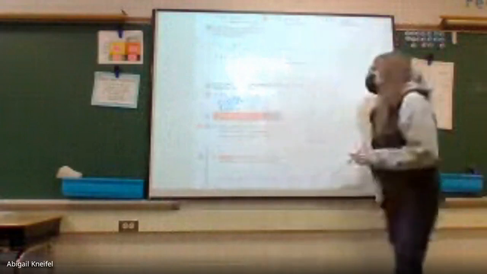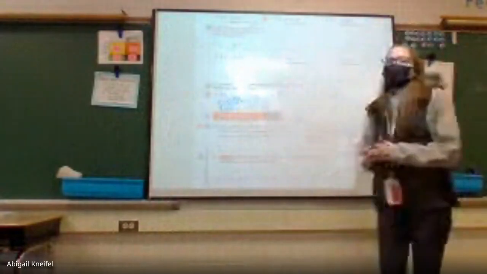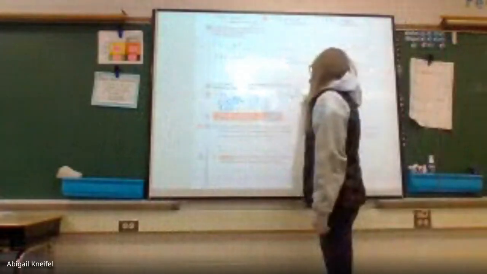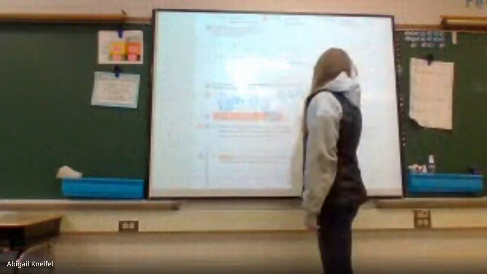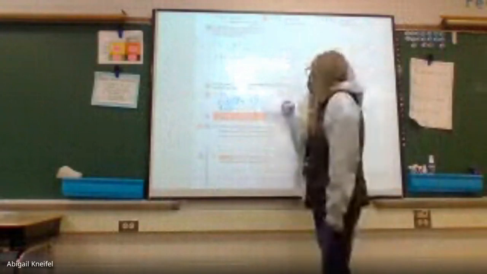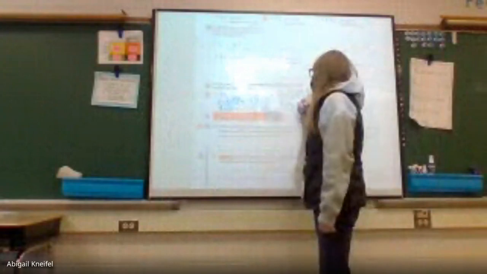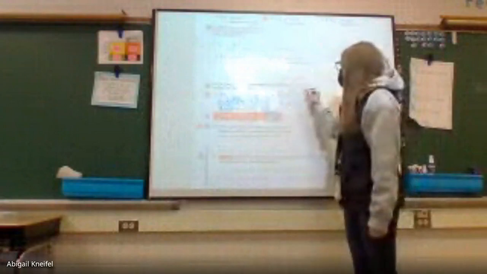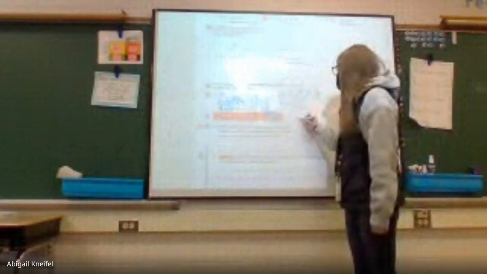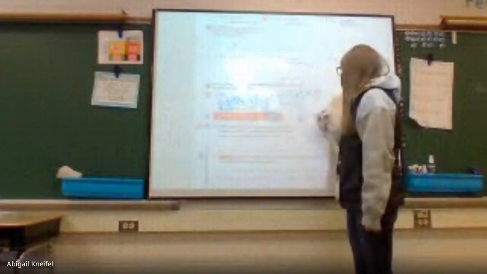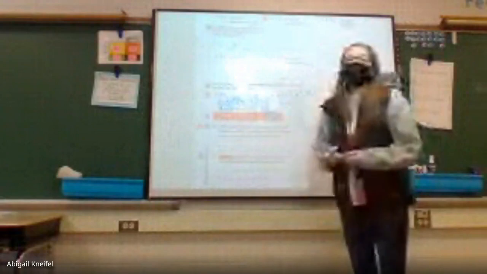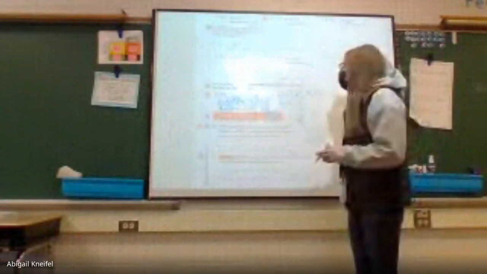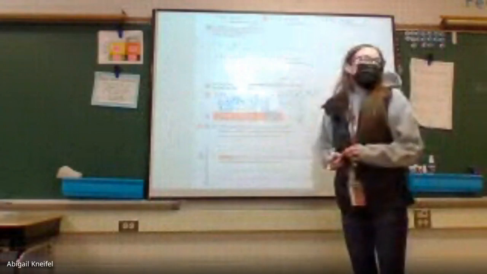Next we have 12 and 8. Multiples of 12 are 12, 24, 36, 48. Multiples of 8: 8, 16, 24. Look, our new denominator is 24. How many times did we multiply 12 to get to 24? 2 times.